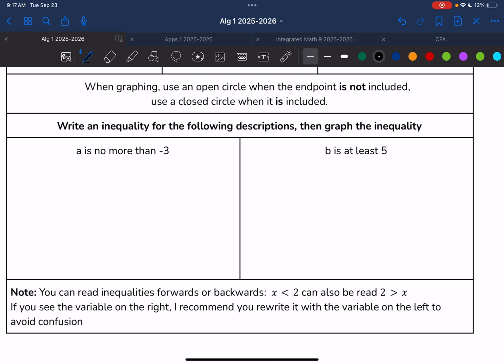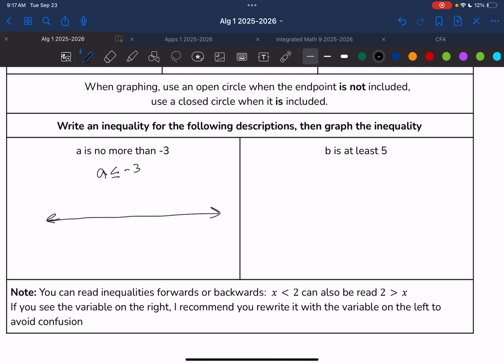So how do we actually represent this? Well, this is going to be a is less than or equal to -3, right? Sorry, not x, a is no more than -3. No more than actually means less than or equal to, because we're including all of the numbers up to -3.